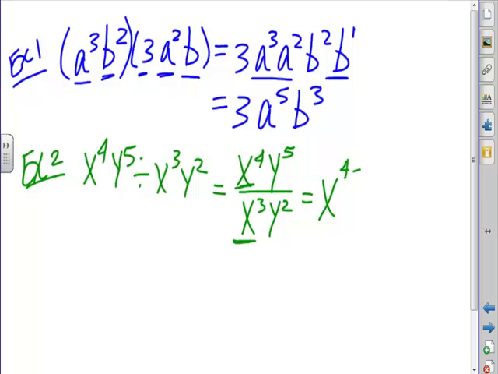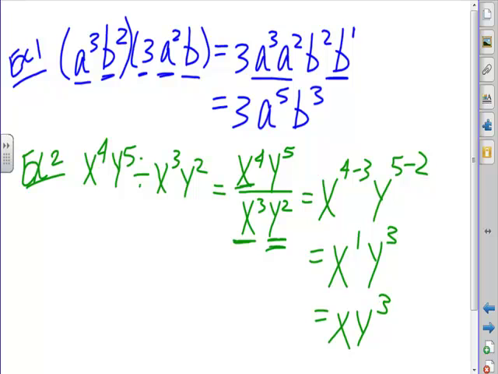just subtract our exponents. And then likewise, this y is a different base, but it has a y up on the numerator, so y to the 5 minus 2. So we get x to the 4 minus 3, which is 1, y to the 5 minus 2, which is 3. And it's okay to leave the 1, but normally we wouldn't write that. So that would be xy cubed.